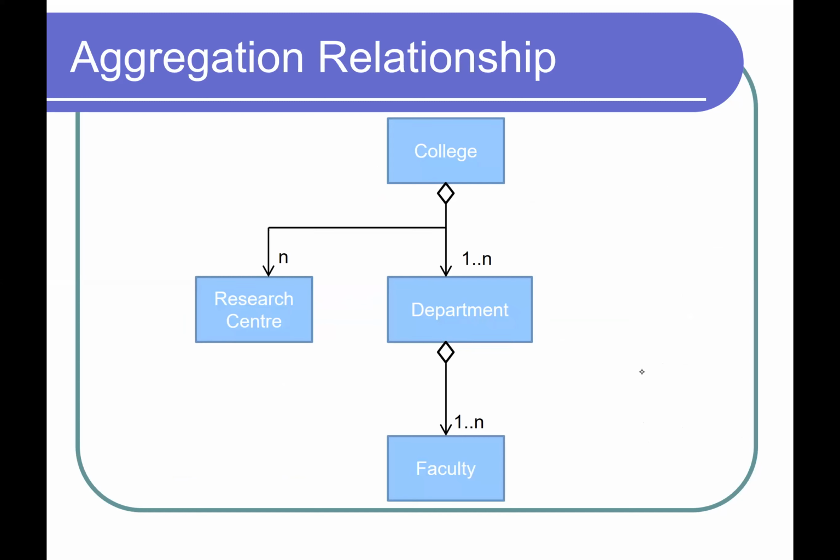If that department closes down, they can go join a different department. They can go join a completely different university if need be. All right. So that's the aggregation relationship.